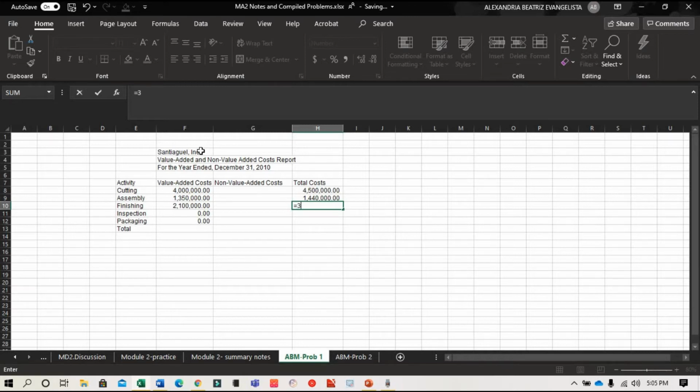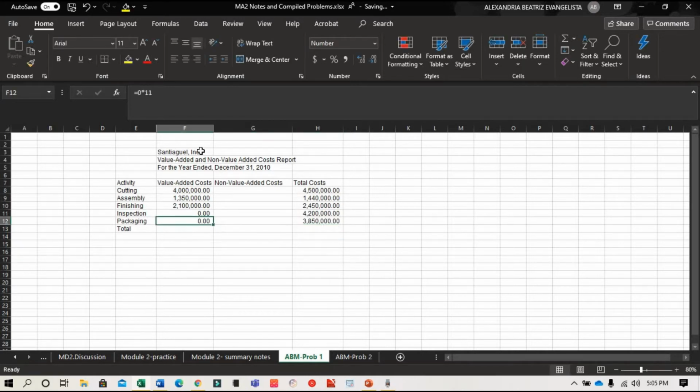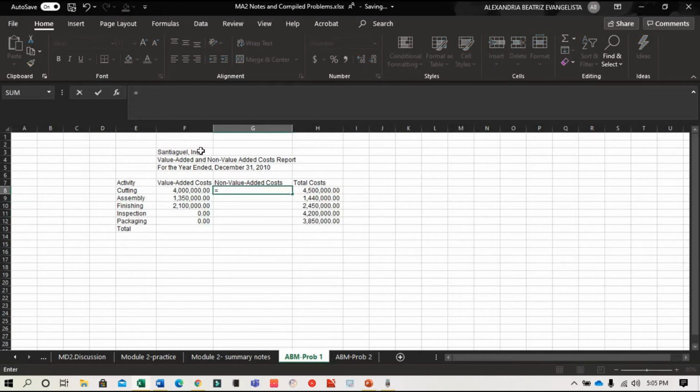For finishing, that is 350,000 multiplied by 7. For inspection, that is 350,000 multiplied by 12. And lastly, for packaging, that is 350,000 multiplied by 11. So for the non-value added cost, we could just simply deduct the value added costs from the total costs.